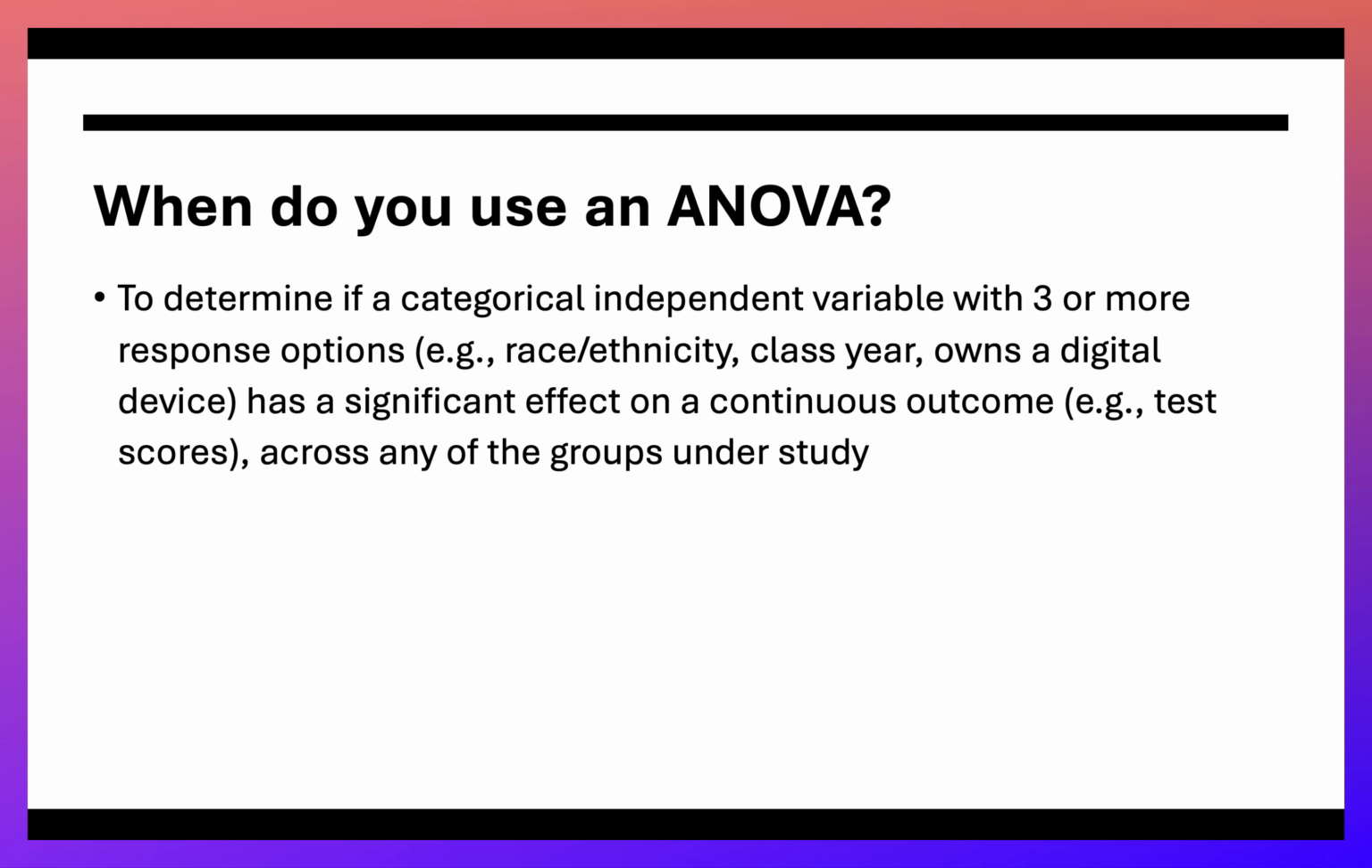So essentially, it allows us to determine if one categorical independent variable that has 3 or more response options. I mean, you can do it also on a categorical independent variable with 2 response options, but you'd get basically the same result as a t-test. But regardless, ANOVA is particularly useful for 3 or more categories, looking at whether or not there is a significant relationship with that variable and a continuous outcome.